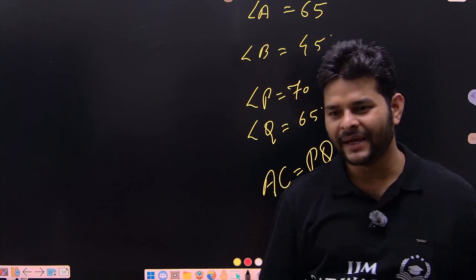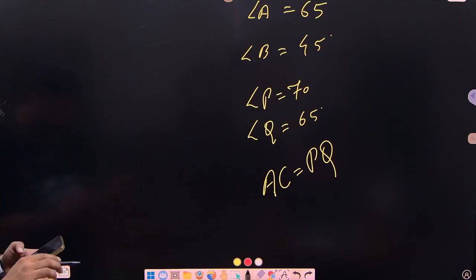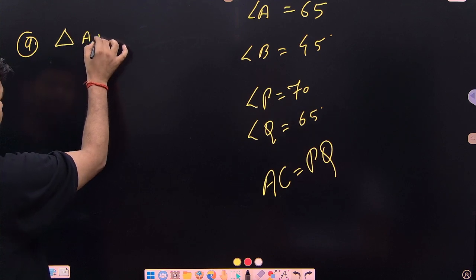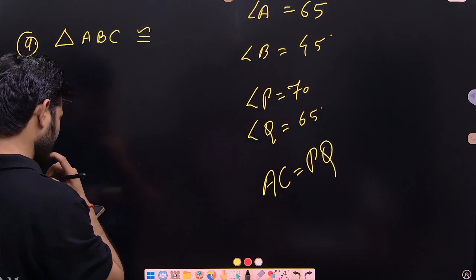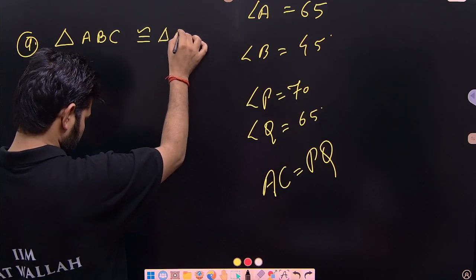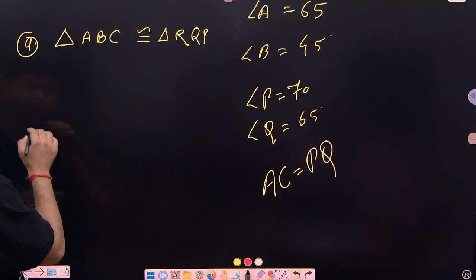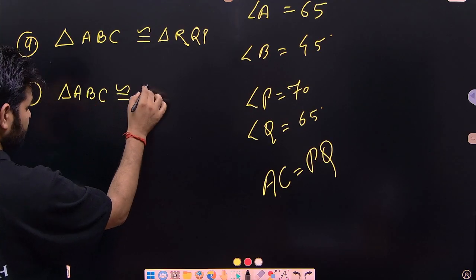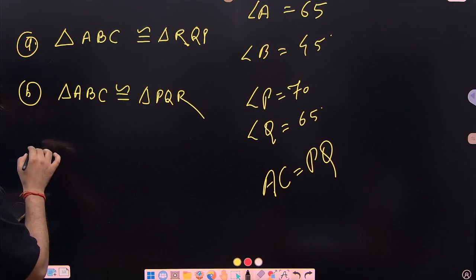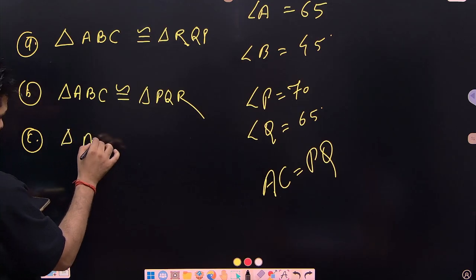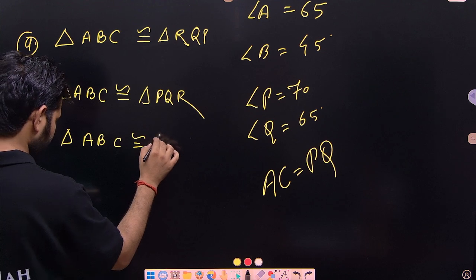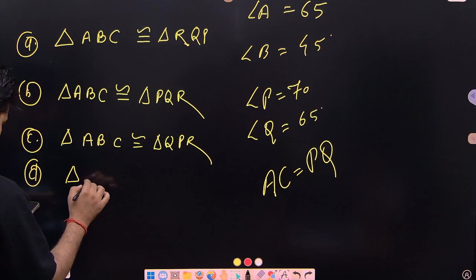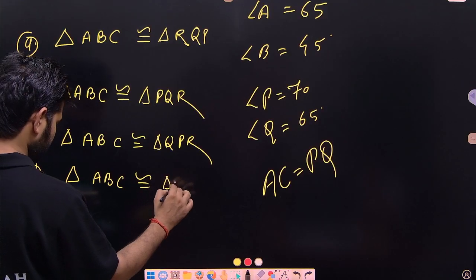Then which one is true? Your options are: the first option, triangle ABC is congruent to triangle RQP; triangle ABC is congruent to triangle PQR; triangle ABC is congruent to triangle QPR; triangle ABC is congruent to triangle QRP.